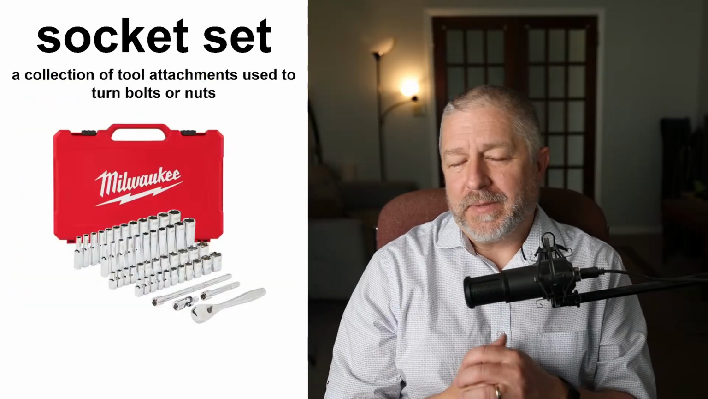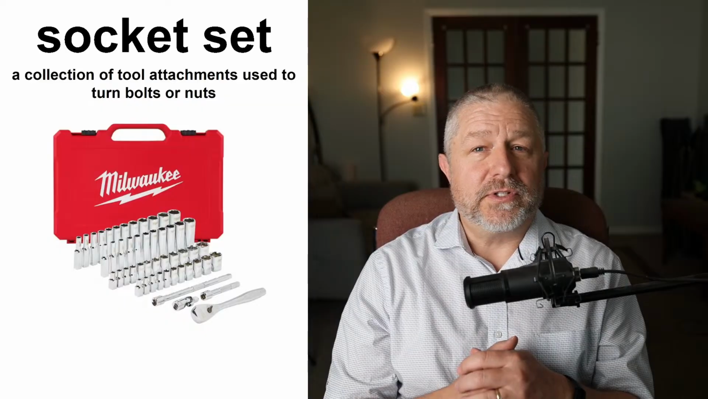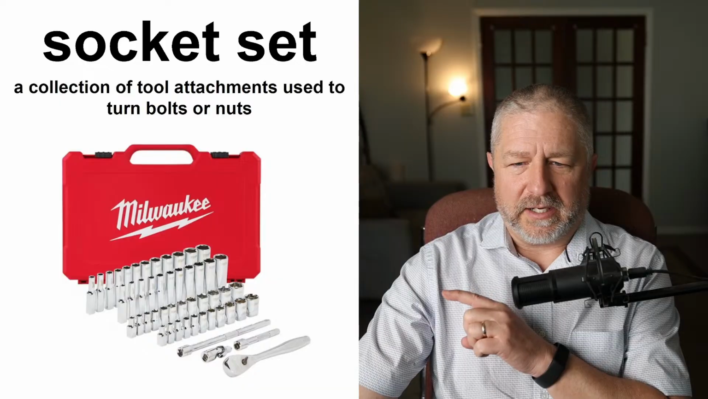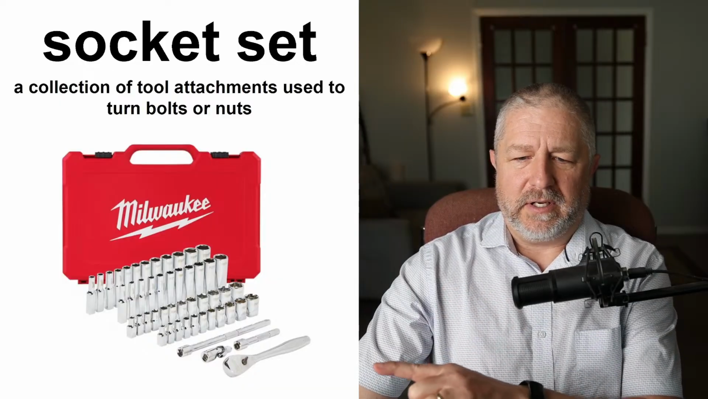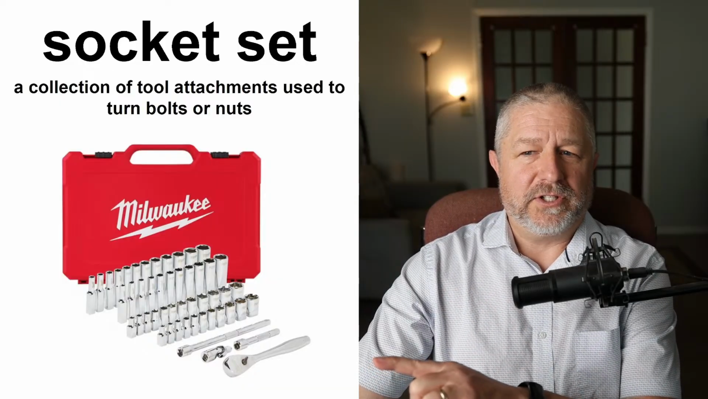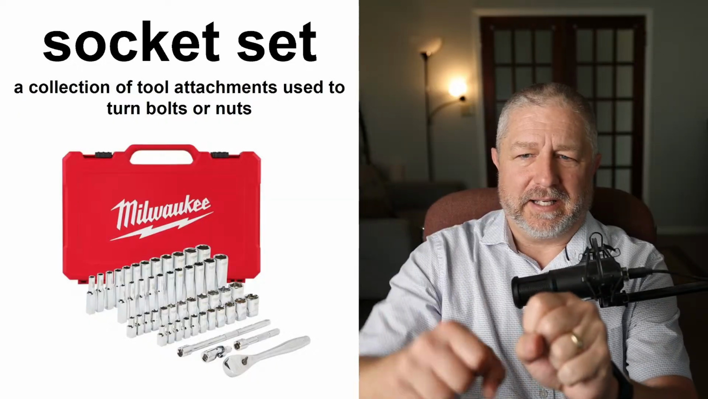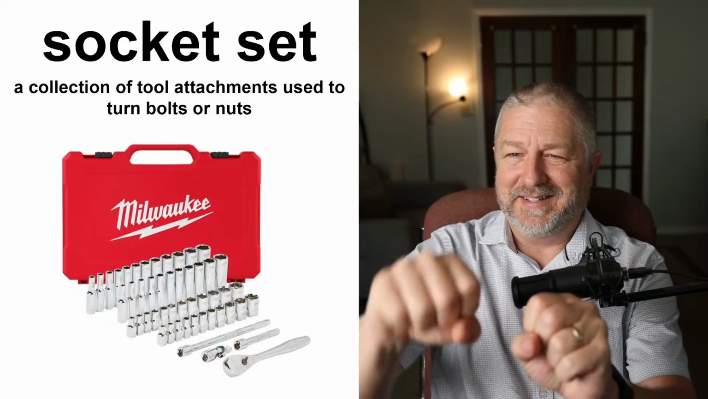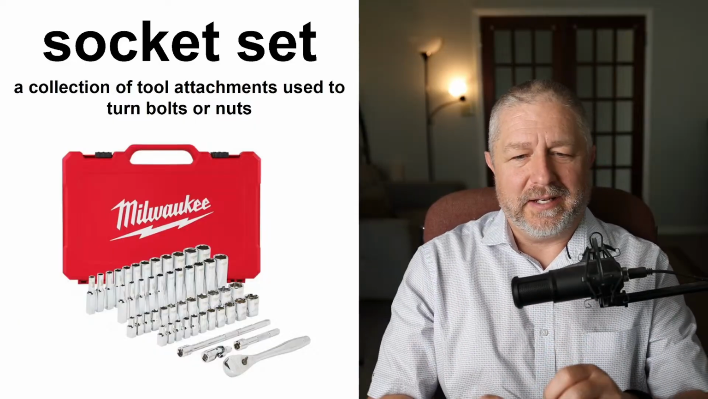A socket set, a collection of tool attachments used to turn bolts or nuts. So in particular, a socket set has, down here, the first thing is a ratchet. It goes click-a-click, click-a-click. Or if you flick it, it goes click-a-click, click, click, click. So it allows you to tighten a bolt.